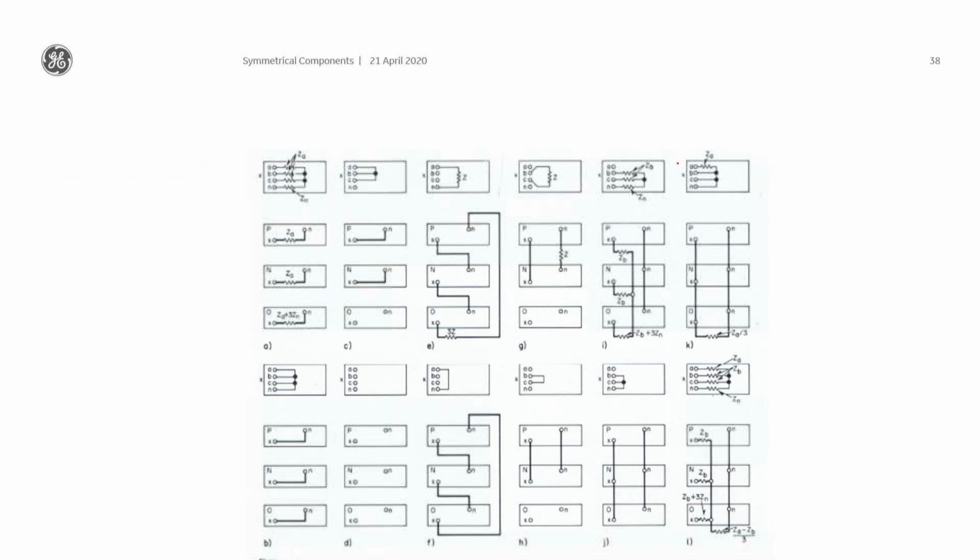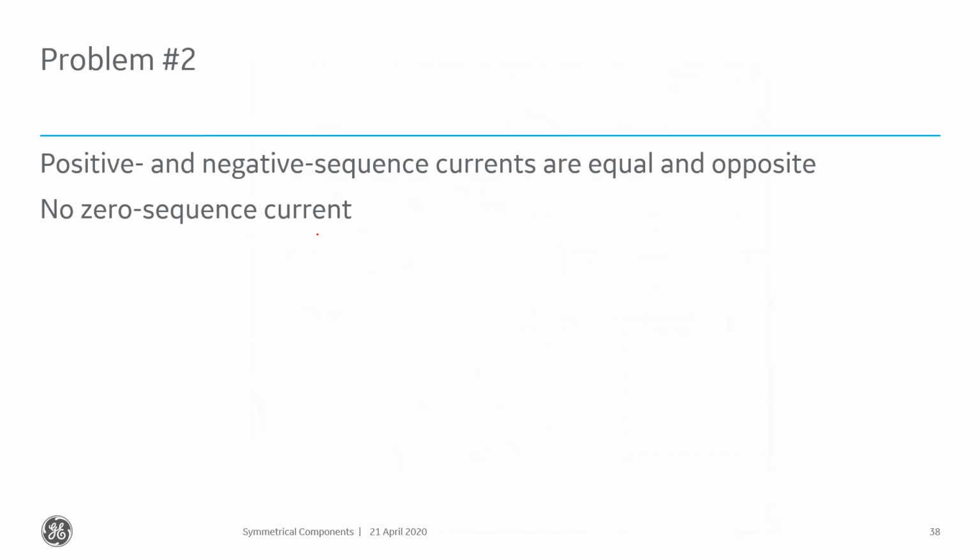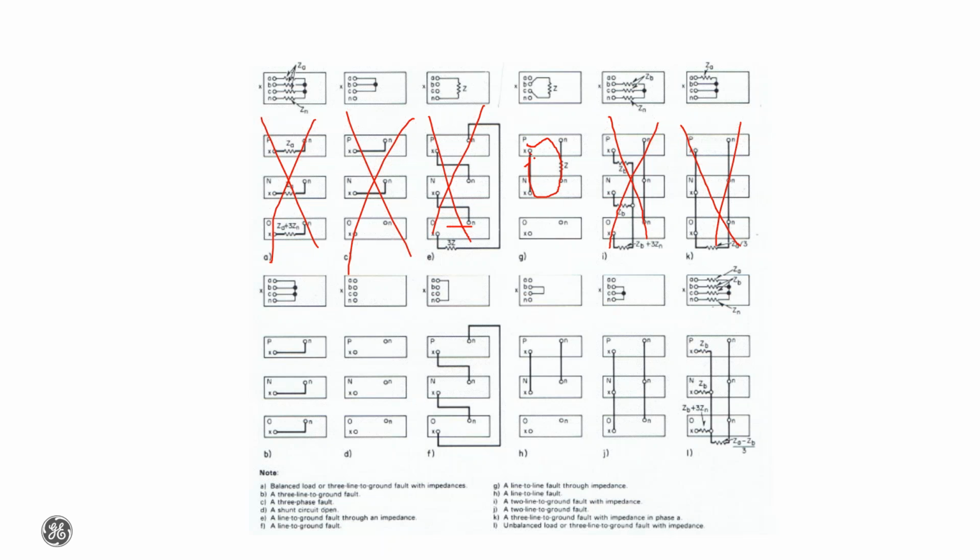Well, negative sequence isn't involved here. Zero sequence is involved there, so that's out. That looks suspicious. Negative and zero sequence is involved there, zero sequence is involved there. So does this meet my scenario? Let's see. Positive and negative sequence currents are equal and opposite. Zero sequence current is 0. Yep, it meets that because my currents are flowing in the opposite direction, right? It's flowing that way here and this way here. So that's got to be my culprit. Let's see if I'm right.